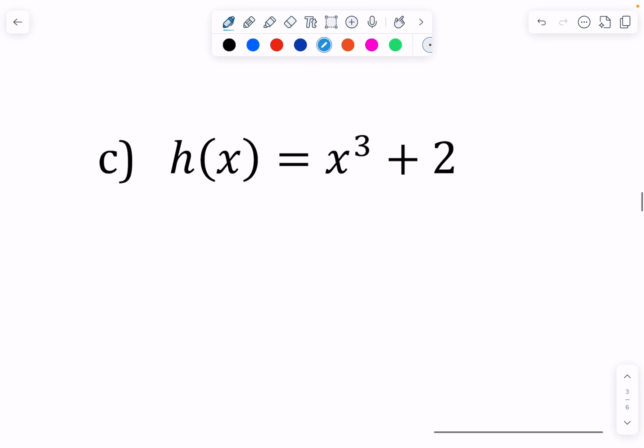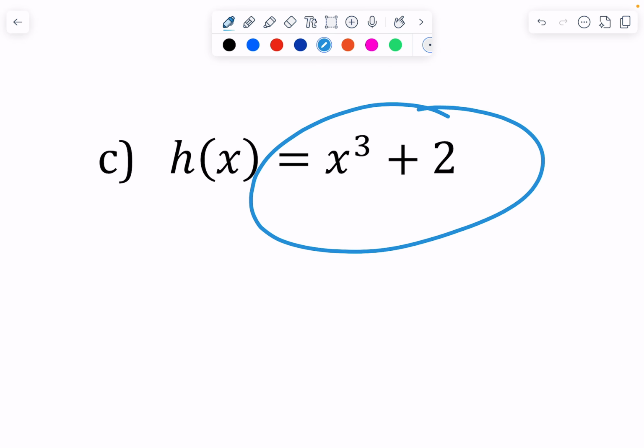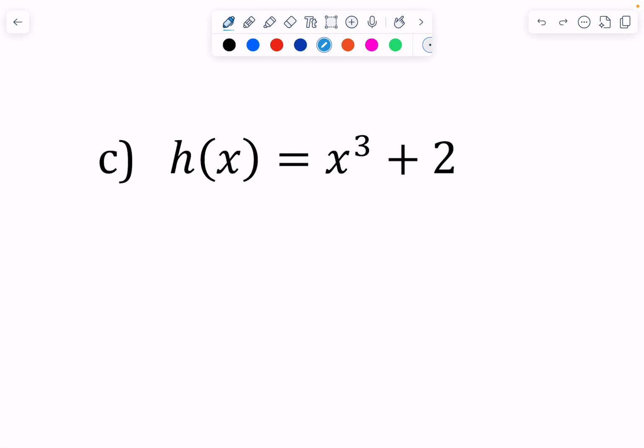Okay, next. Is this a polynomial? Yes. So what are the powers of x? 3 and 0. Well, that's an odd and an even power, so this is neither.